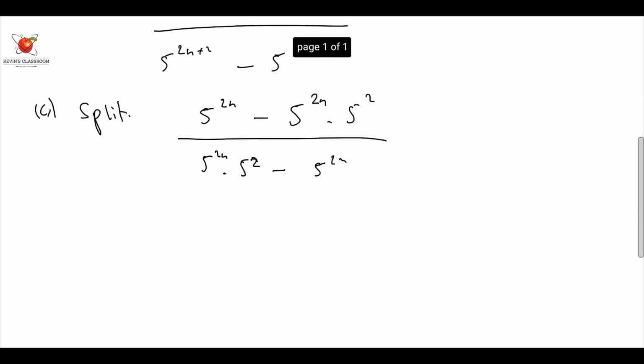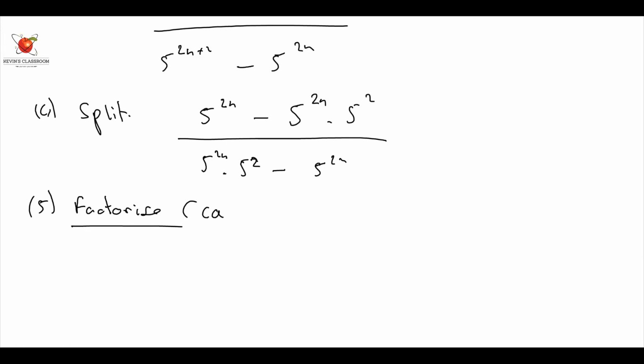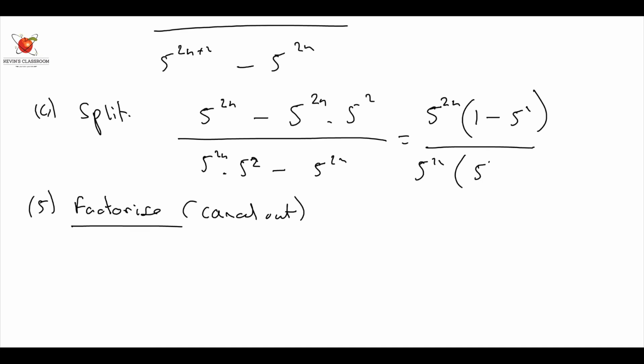Now, my next step is there's an extra step here. I have to factorize. Why? Because I want to cancel out. That's where I'm headed. So if I factorize that, I'll just do it over here. I can take out 5 to the 2n, leaves 1 minus 5 squared, correct? Take out a 5 to the 2n at the bottom, leaves us with 5 squared minus 1. Now you can see, look, it cancels out.